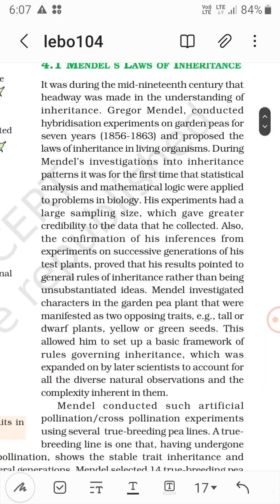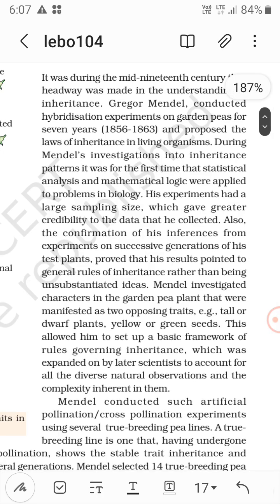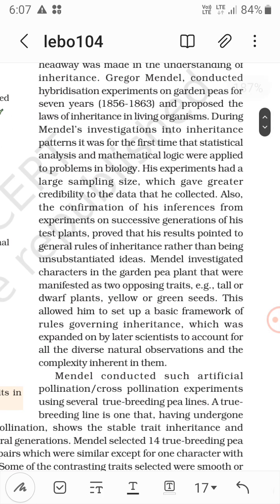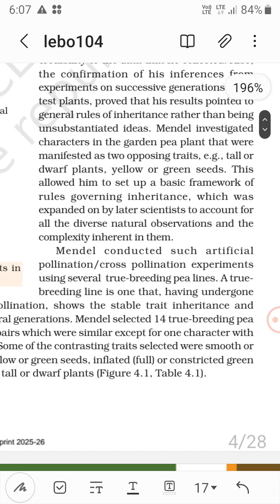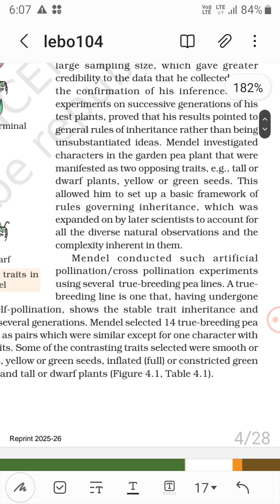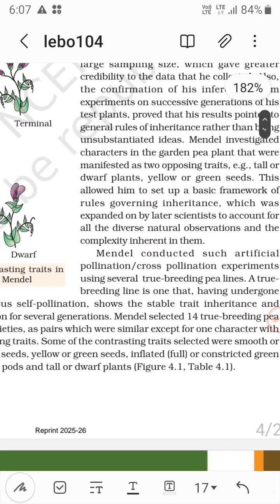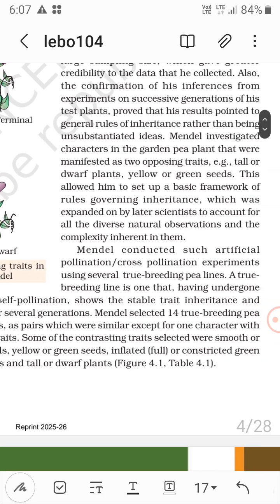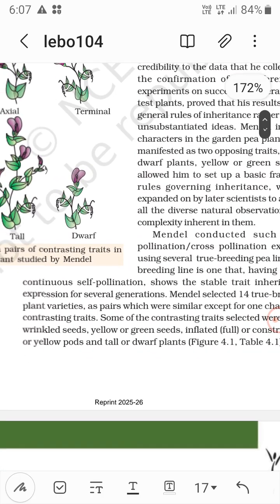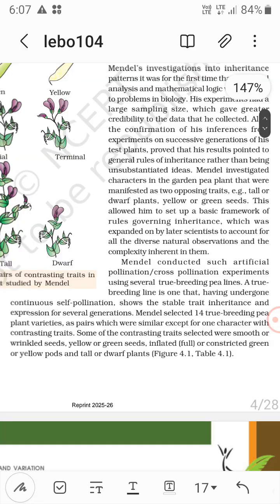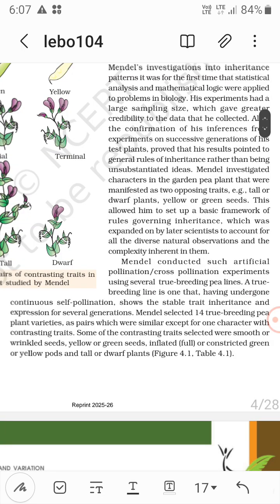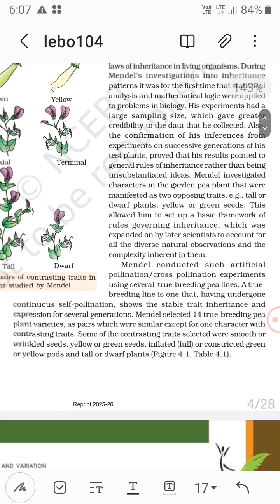He investigated that each character has two opposing traits, for example tall or dwarf plants, yellow or green seeds. Mendel conducted artificial pollination, cross-pollination experiments using several true-breeding pea lines. A true-breeding line is one that, having undergone continuous self-pollination, shows stable trait inheritance and expression for several generations.